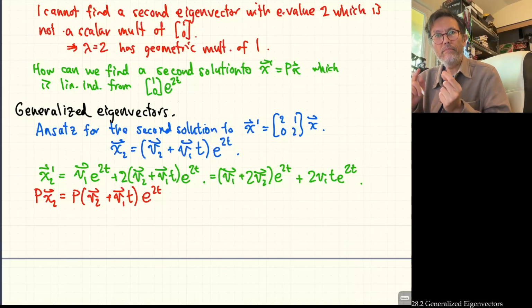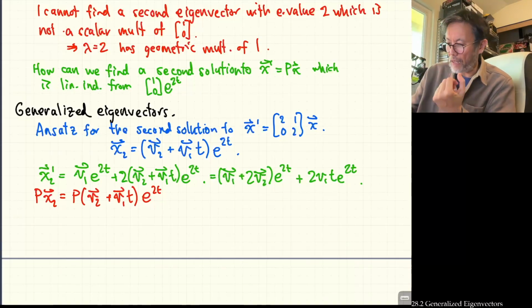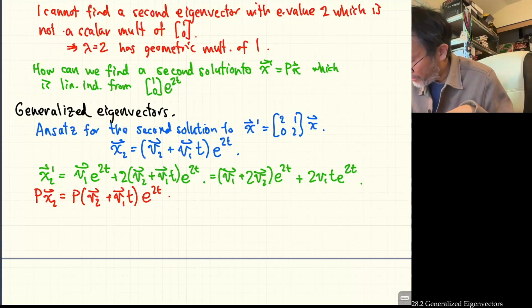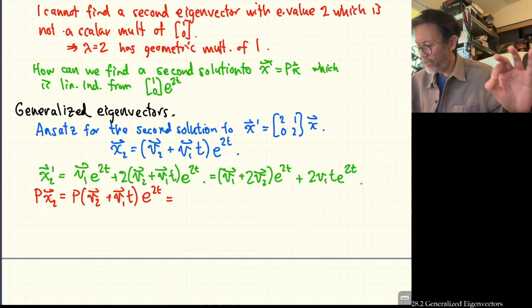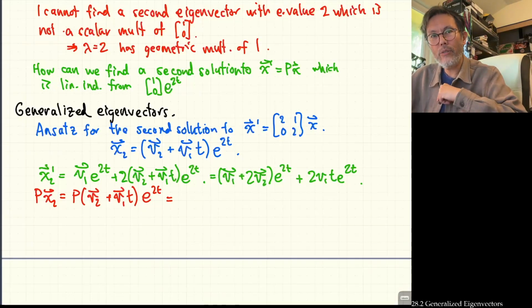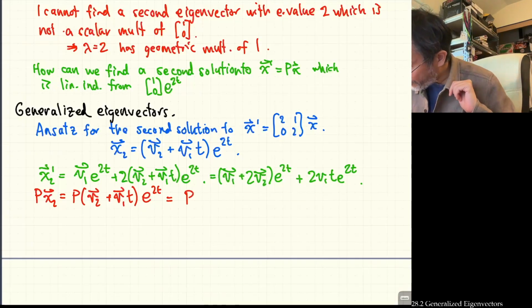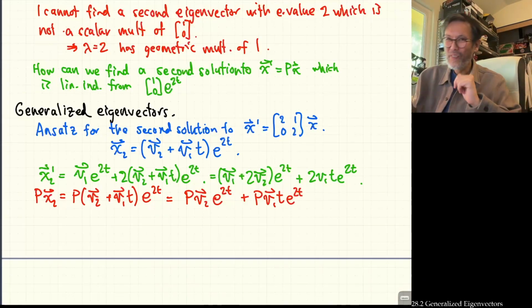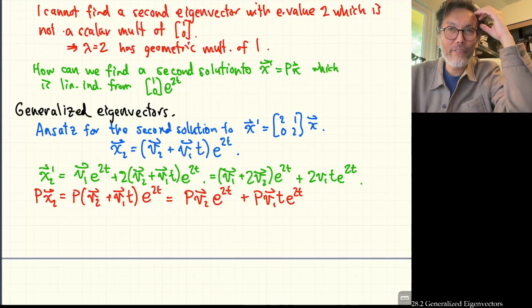But I know that matrix multiplication distributes over addition. So this is just the same thing as, and I'm going to write it in the following way. I'm going to distribute the e to the 2t as well. So what I get is P v2 e to the 2t plus P v1 t e to the 2t.